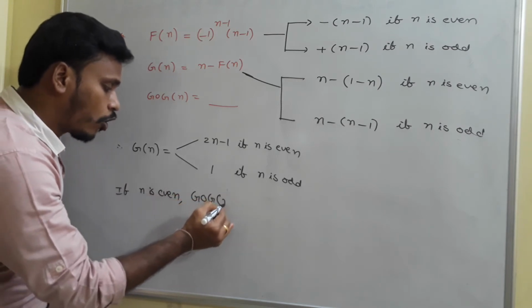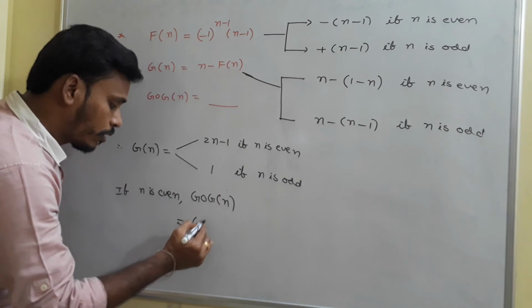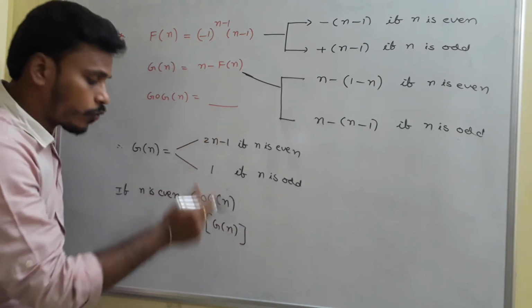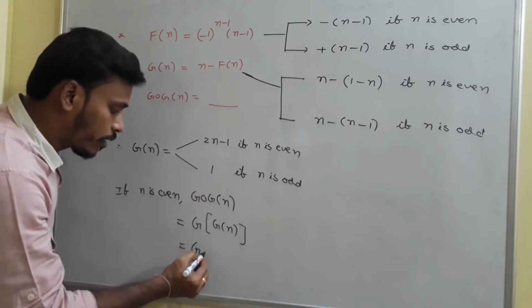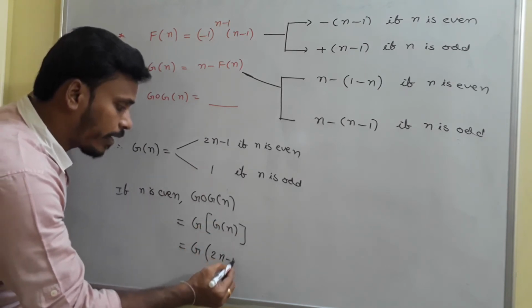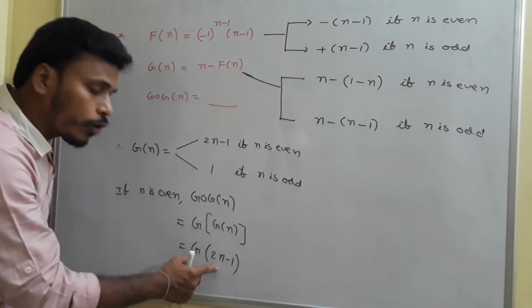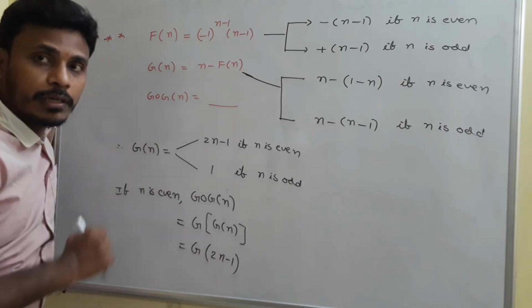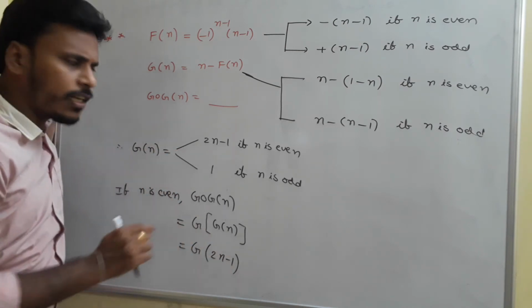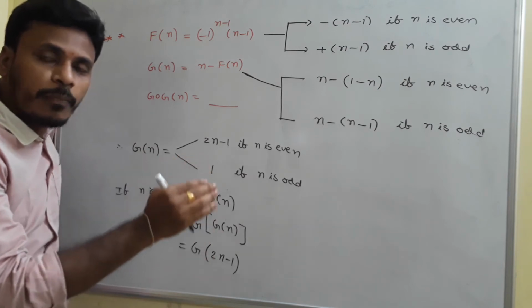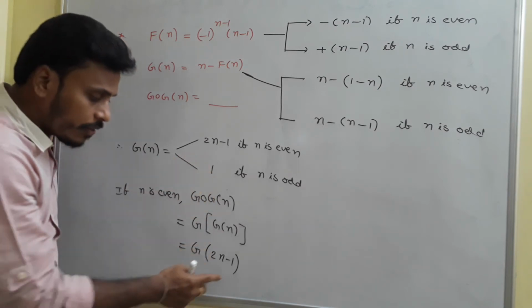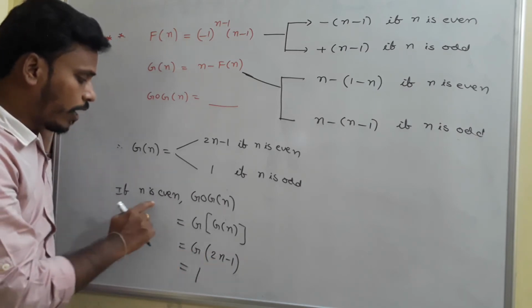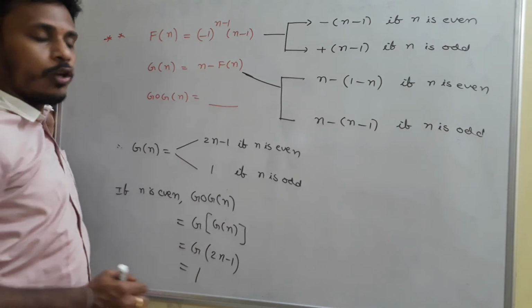g circle g of n is equal to g of g of n, and that g of n is 2n minus 1, right? Replace it with 2n minus 1, so g of 2n minus 1. Now, this 2n minus 1 is an odd number, since for any n, 2 times something minus 1 is always odd. This is the form of odd. So g of odd, its value is 1. So if n is even, g circle g of n value is 1.